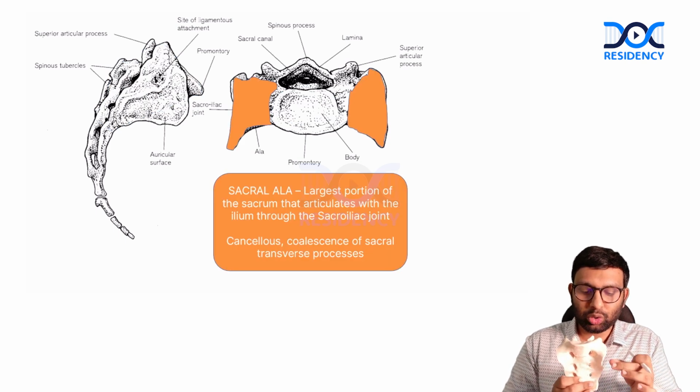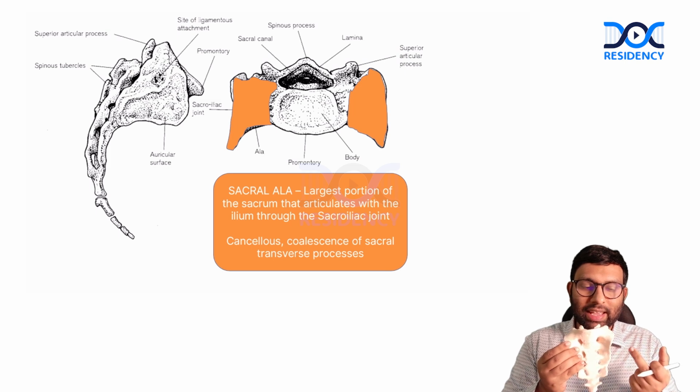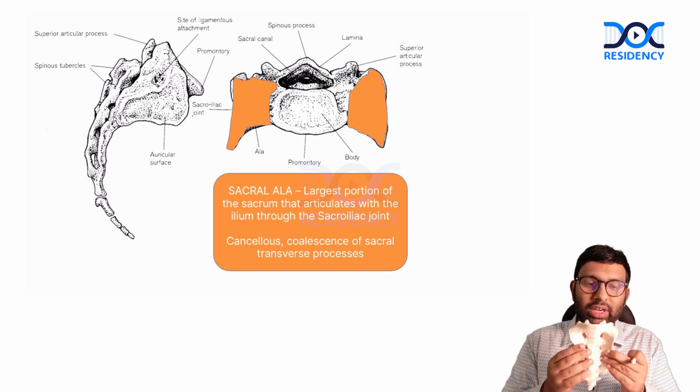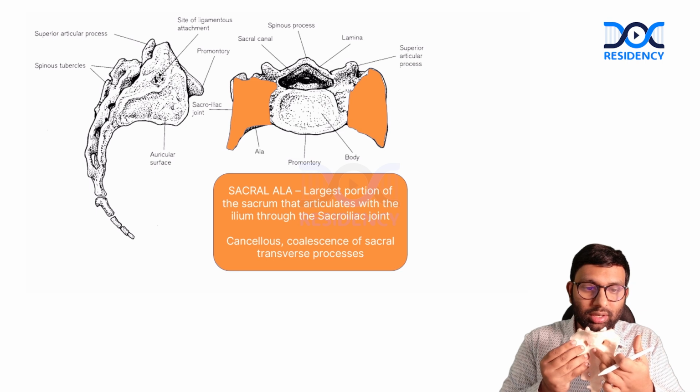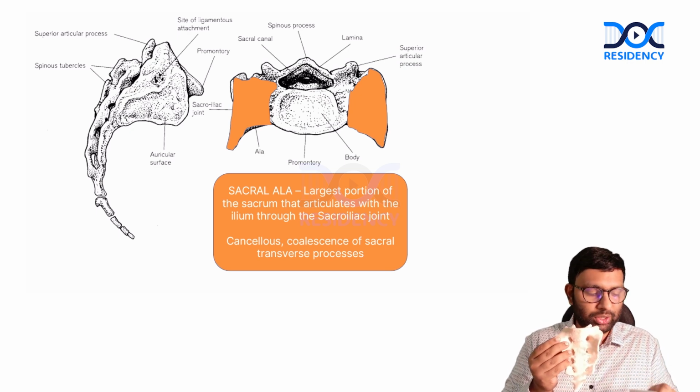And then, like I told you, by the fusion or coalescence of all the sacral transverse processes, you have this part of the bone in the sides, lateral to the neural foramen. These parts here are called the sacral ala. It is the largest portion of the sacrum that articulates with the ilium. It articulates with the ilium here to form the sacroiliac joint, and this bone is cancellous. Your cortical bone here in the center, in the body, is thick, but in the sacral ala you have cancellous bone. Okay, that is important information to know.